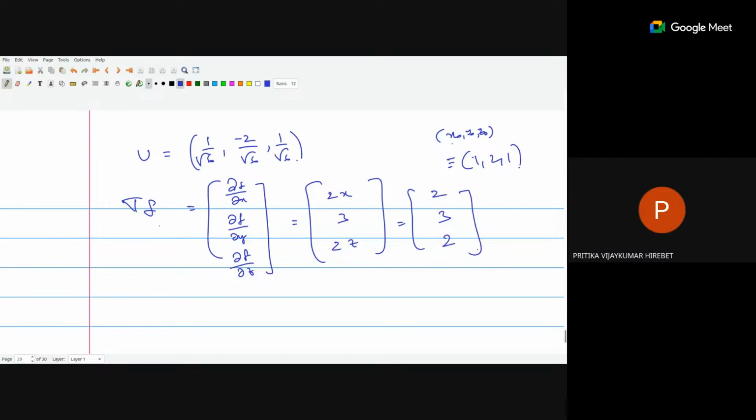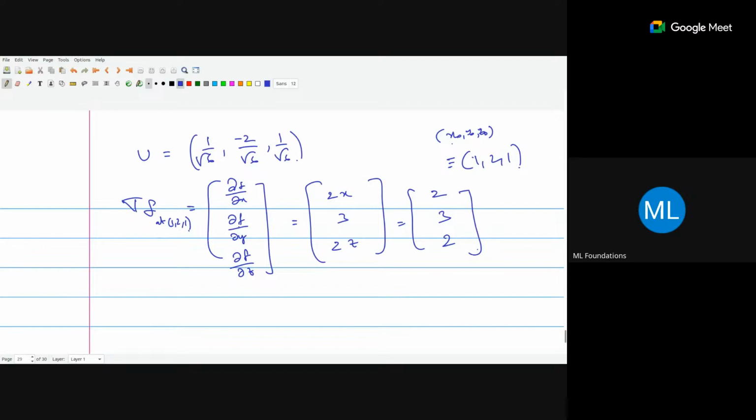Sir, is there any relationship between derivatives and vectors? Like, how could we establish a relationship between them? See, gradient is the establishment, right? Gradient is a vector, and it takes all the partial derivatives. So whatever you see inside this are partial derivatives.